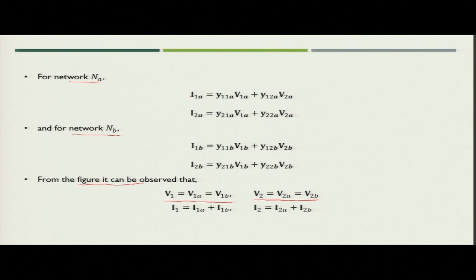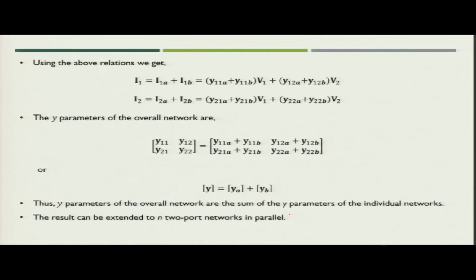So, now if we put the values of the individual currents in these two equations, what do we get? We get I1 equal to (y11A plus y11B) into V1 plus (y12A plus y12B) into V2. Similarly, I2 equals (y21A plus y21B) into V1 plus (y22A plus y22B) into V2. So, now these two equations are the final equations of the overall network.